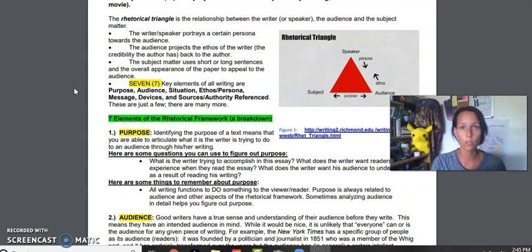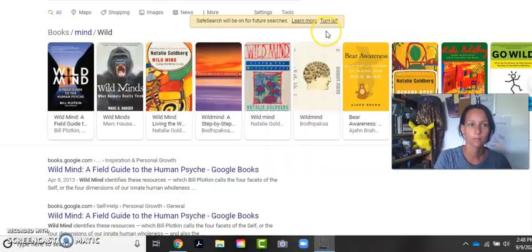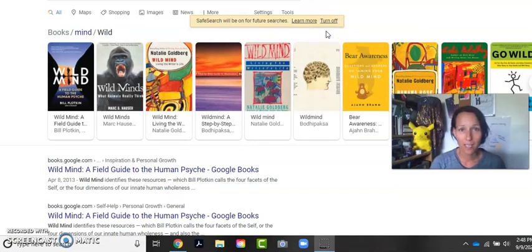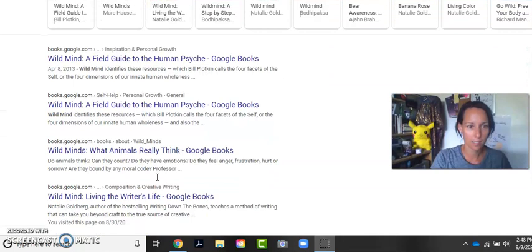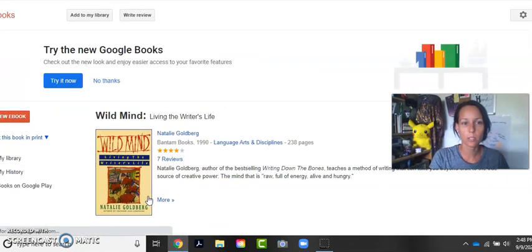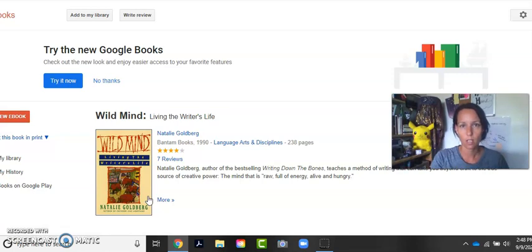We're going to overview the handout a little bit, and we're going to look over at Wildmind to see what it looks like when we're actually going deeply into a piece of writing. Because Wildmind is the text that we're looking at right now, I have Googled Wildmind in Google Books, and let's see, here it is. So what a lot of people don't know is that with Google Books, you can actually preview and check out books before you buy them.